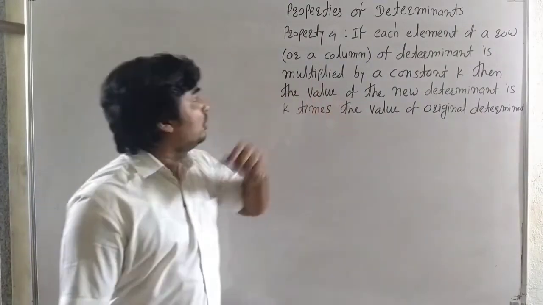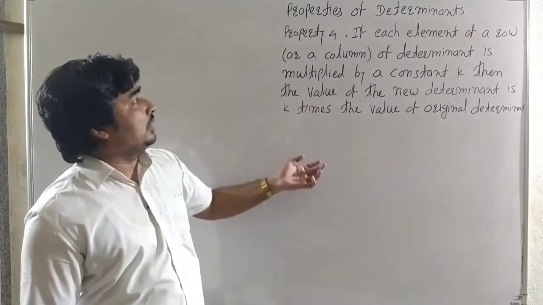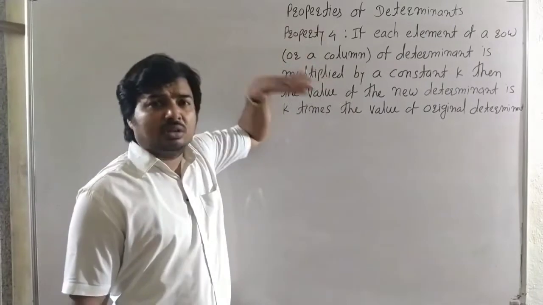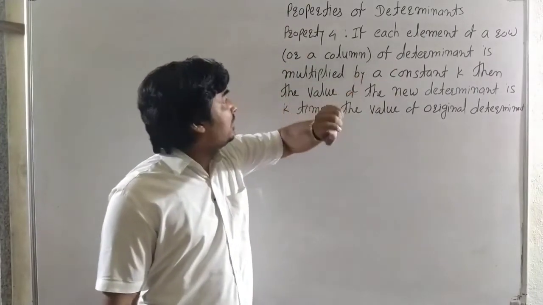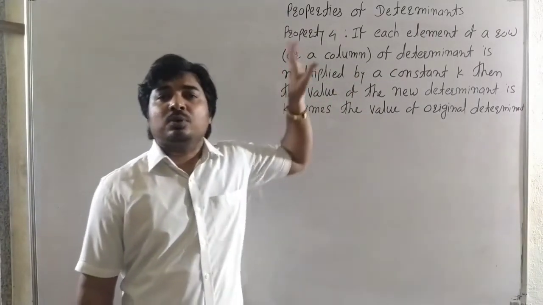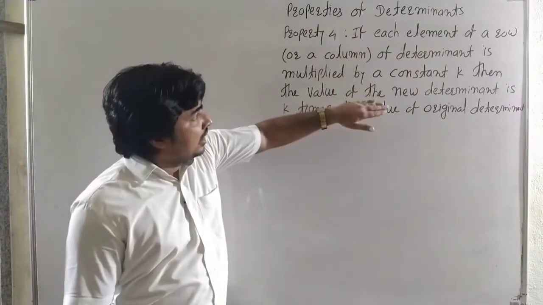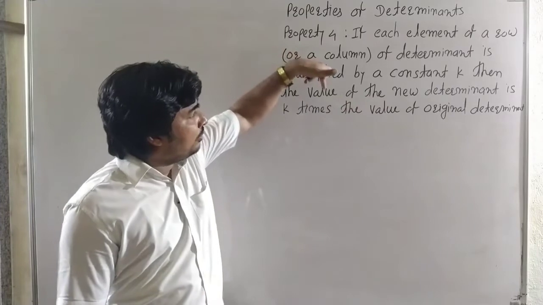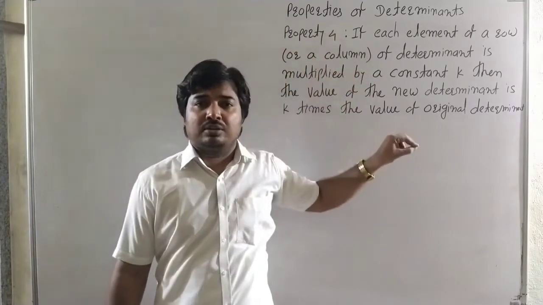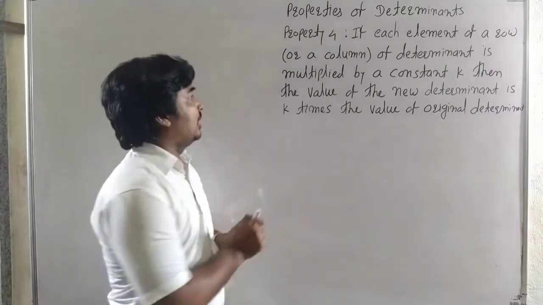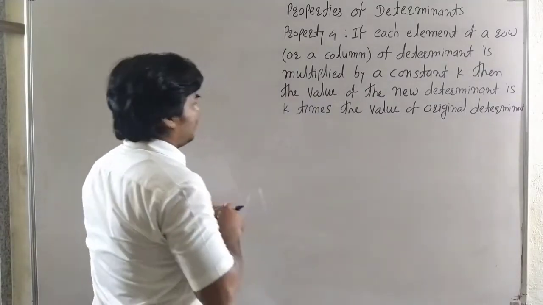Now we see the fourth property. If each element of a row or a column of a determinant is multiplied by some scalar k, then the value of the obtained determinant is k times the original determinant. Here we can see an example.